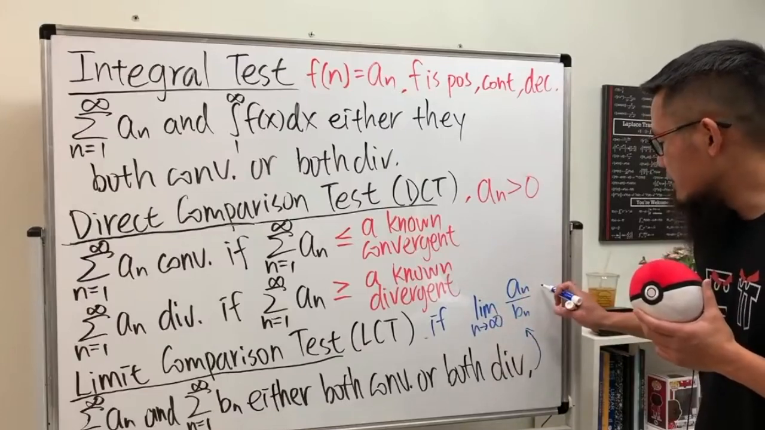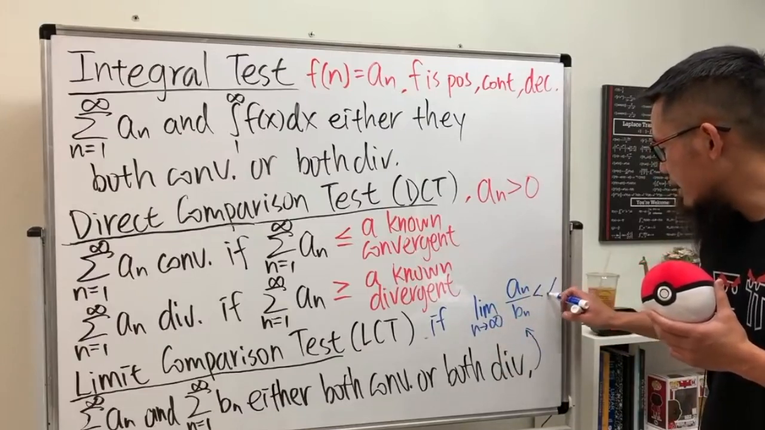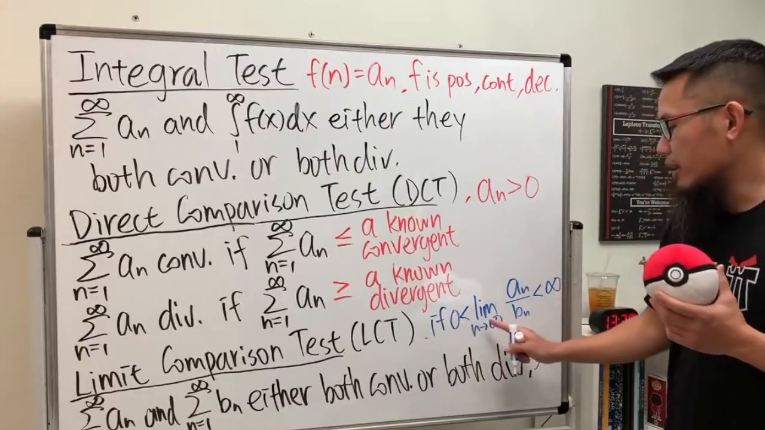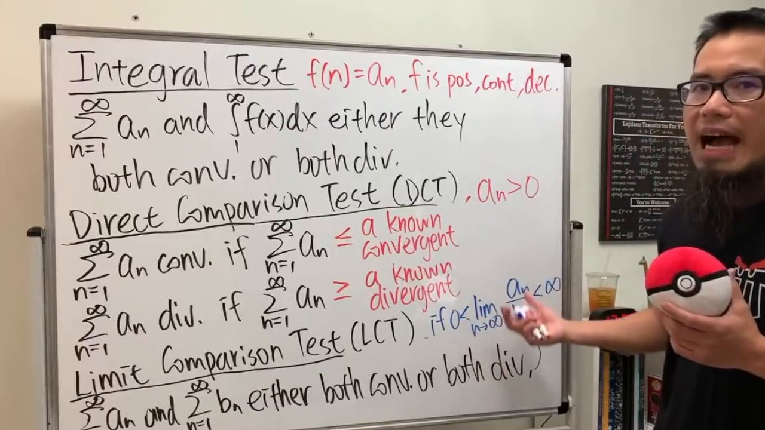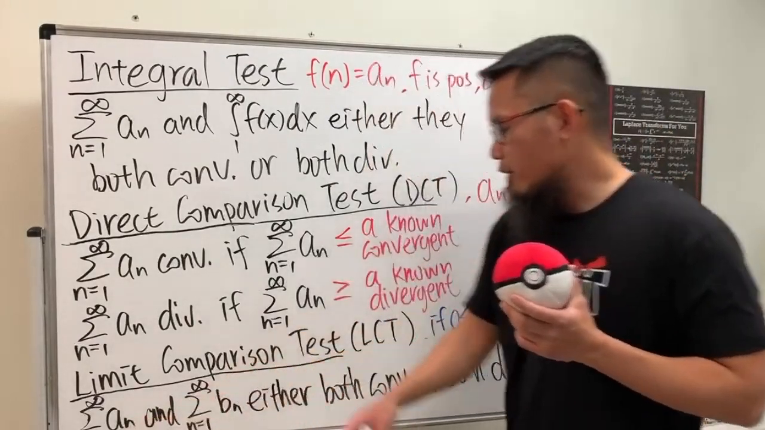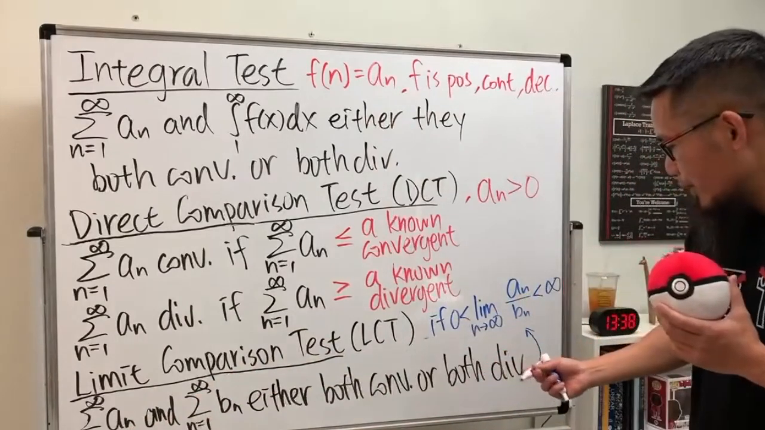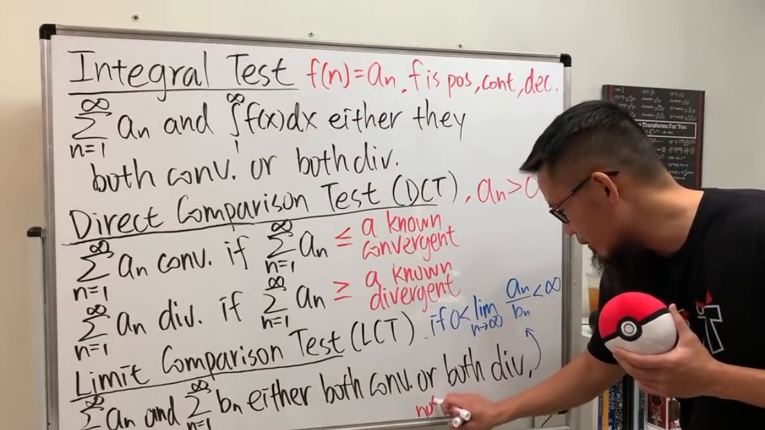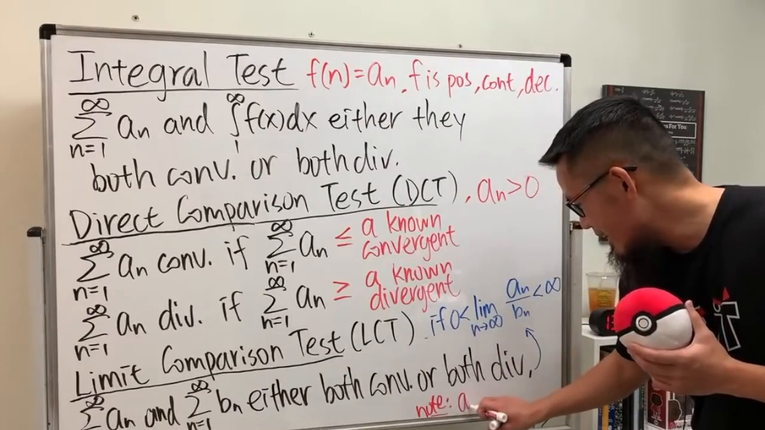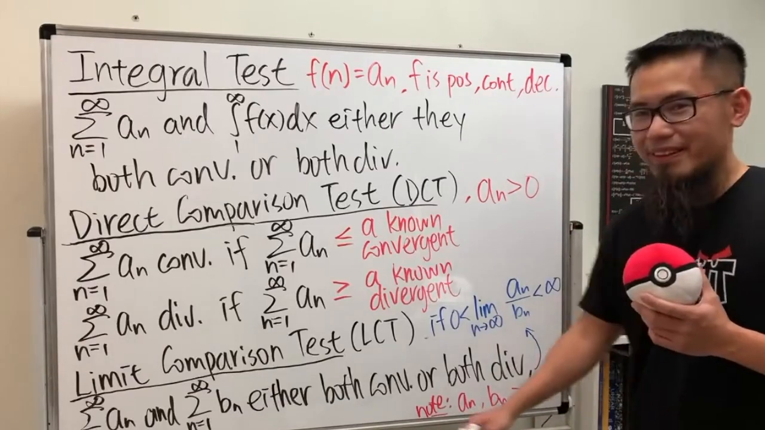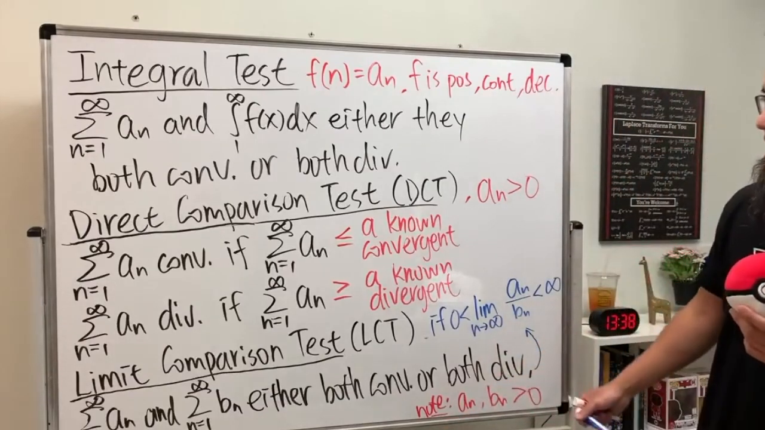If this limit is finite, so we will put this down as less than infinity, and it cannot be 0. So this right here has to be a positive finite number. Then you can draw the conclusion that either they both converge or they both diverge. And again, we will write that down because I just noticed that note. Let's put a little note right here: an and bn both greater than 0. All right? So, okay, I think this is pretty good.